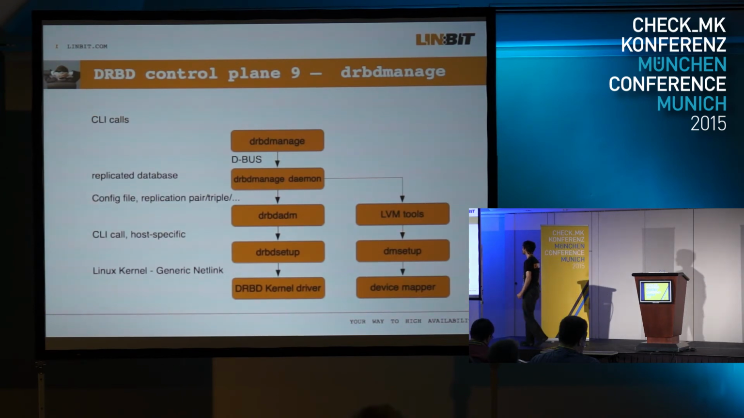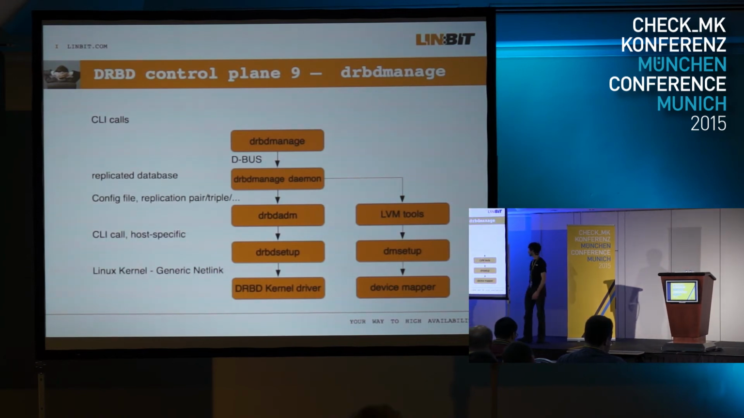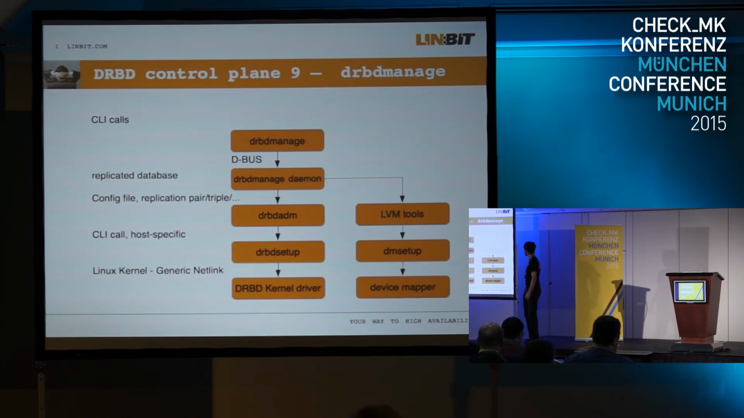Up there, there's a new layer. That's DRBD Manage. That's the command line interface here, and the daemon is a background process. This background process is using DRBD, a control volume of DRBD, as a central database. Then it's replicating the configuration that you put in to all of the appropriate nodes, and it's also taking over control of DRBD and also the back end here. So we have LVM as an example here, that's Linux.